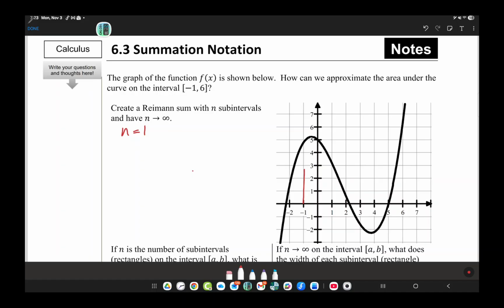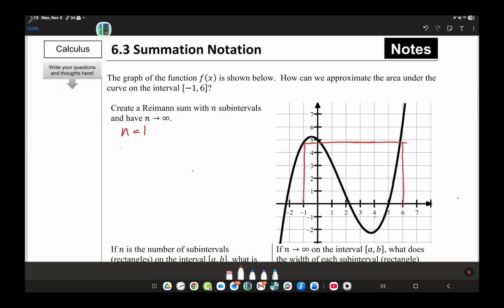If I said n was equal to 1, and we are just, say, using the left approximation, because honestly, that's easier. So from -1 to 6, here we have this rectangle from -1 to 6. Not a great estimation at all.